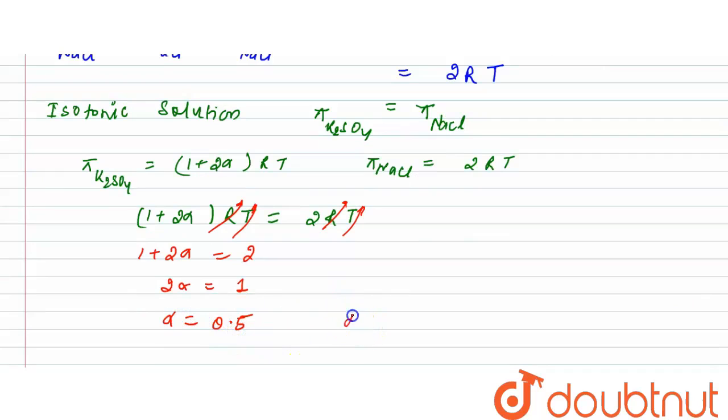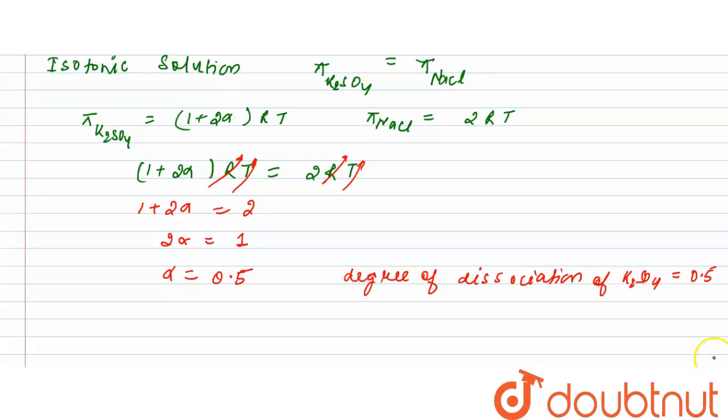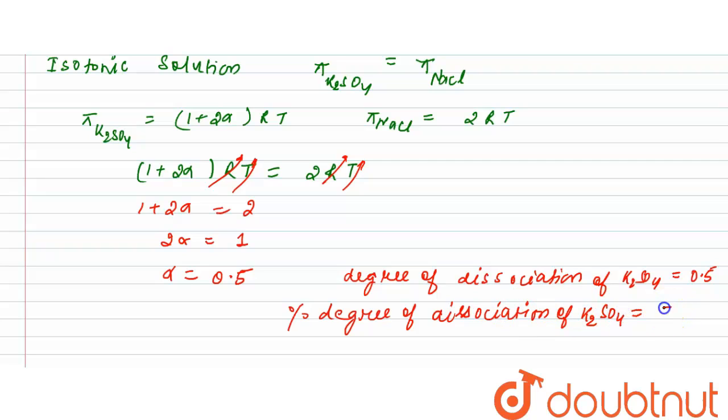So you can say the degree of dissociation of K2SO4 is equal to 0.5, or you can say that the percentage degree of dissociation of K2SO4 is 50%, right? So this is our required answer for the given question.